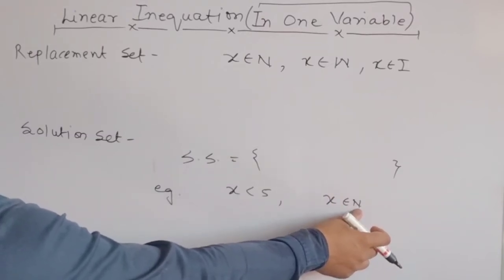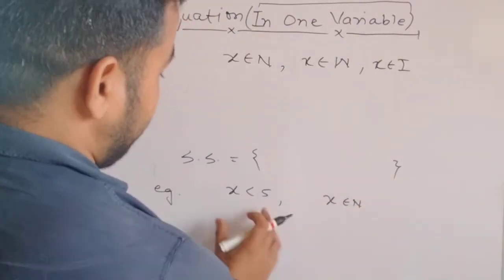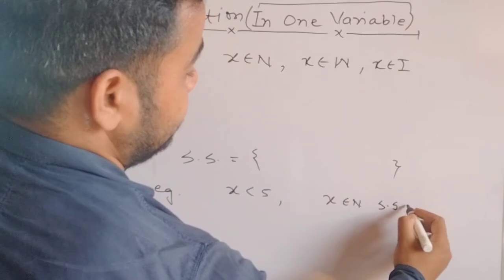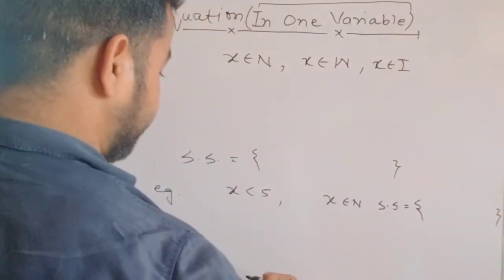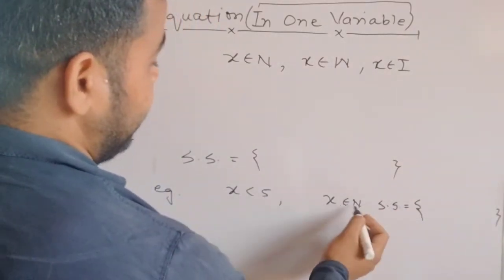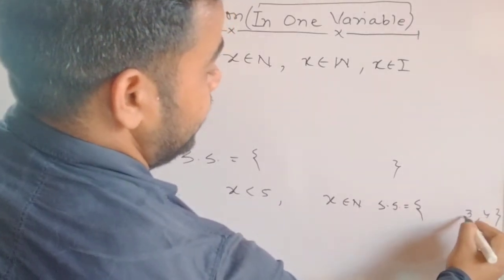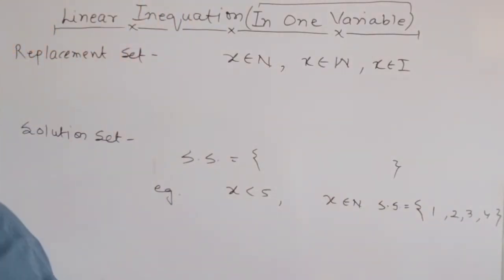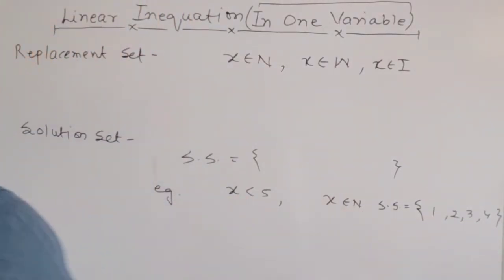Okay, so the natural number is the replacement set, and with the help of these values, according to this inequality, if we make a set in curly brackets separated by commas, x less than 5 and x belongs to natural numbers, that means 4, 3, 2, 1. This will be our solution set according to this inequality when the replacement set is x belongs to natural numbers.